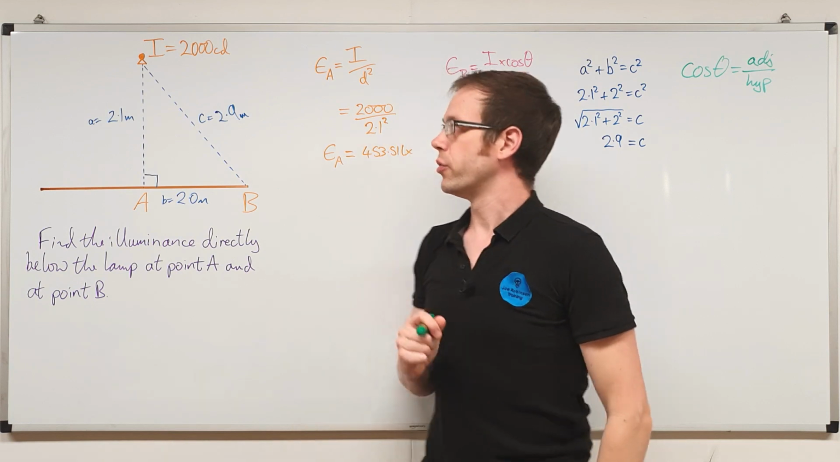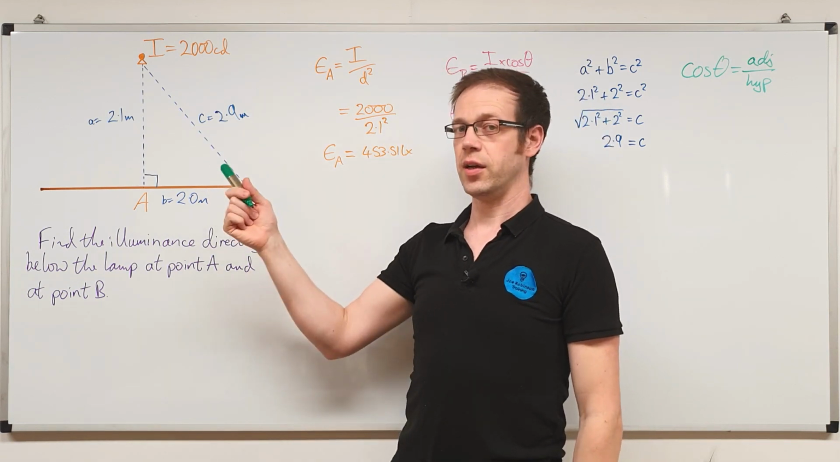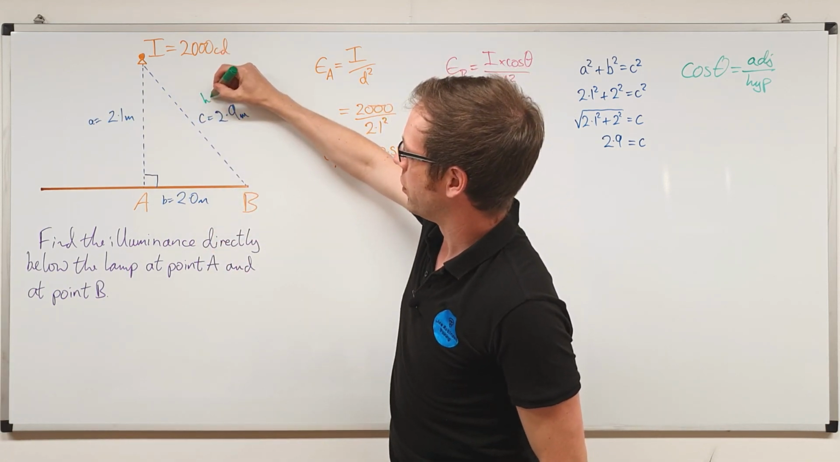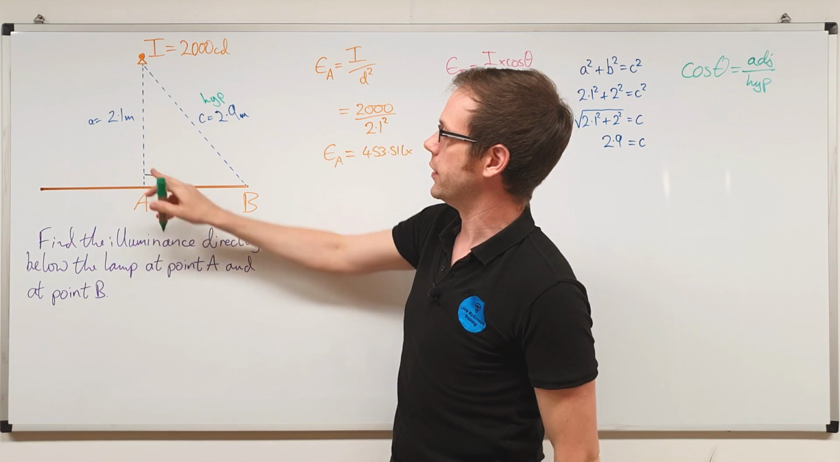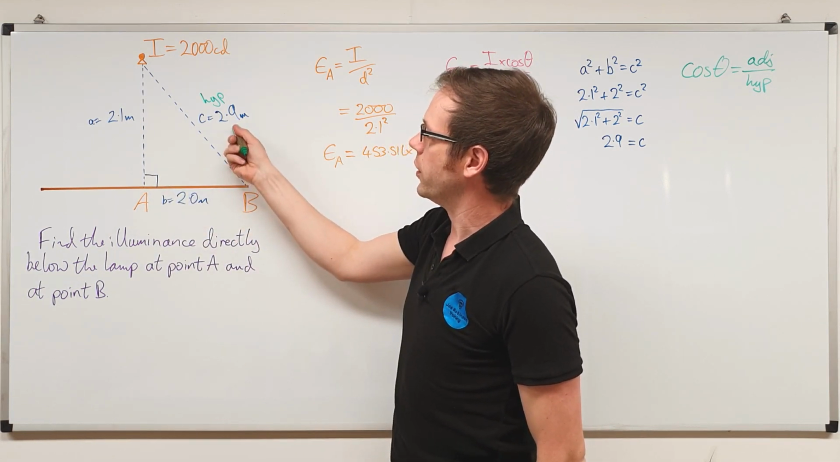Going back to our drawing again, we now need to figure out which side is the adjacent and which side is the hypotenuse. It's fairly easy to identify the hypotenuse. It's always the longest side of the right angle triangle, and it's always opposite the right angle. So that's the hypotenuse, 2.9.